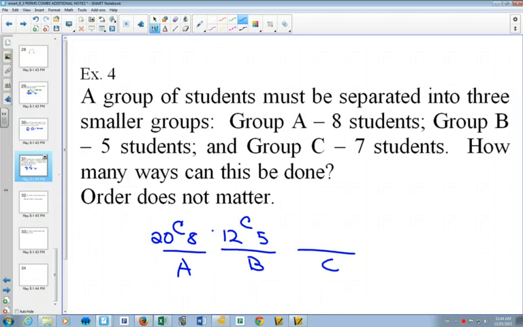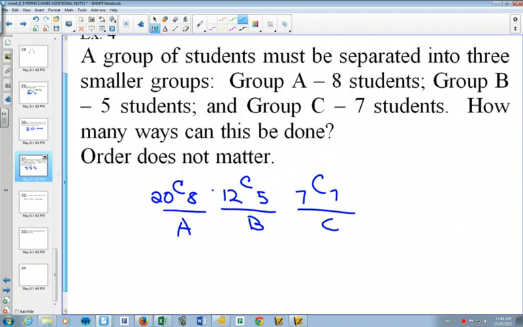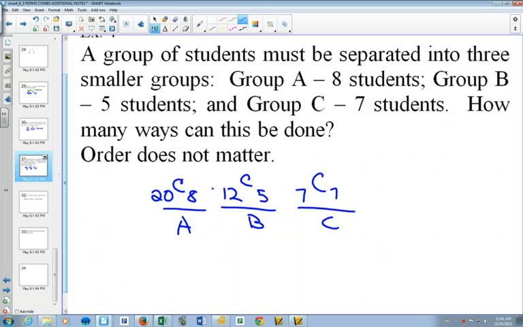Now how many students are left? 7. So you could write, if you wanted to, 7 choose 7. But whoever's left is going to be in Group C. So you could also say times by 1. And we're going to get a very, very big number.